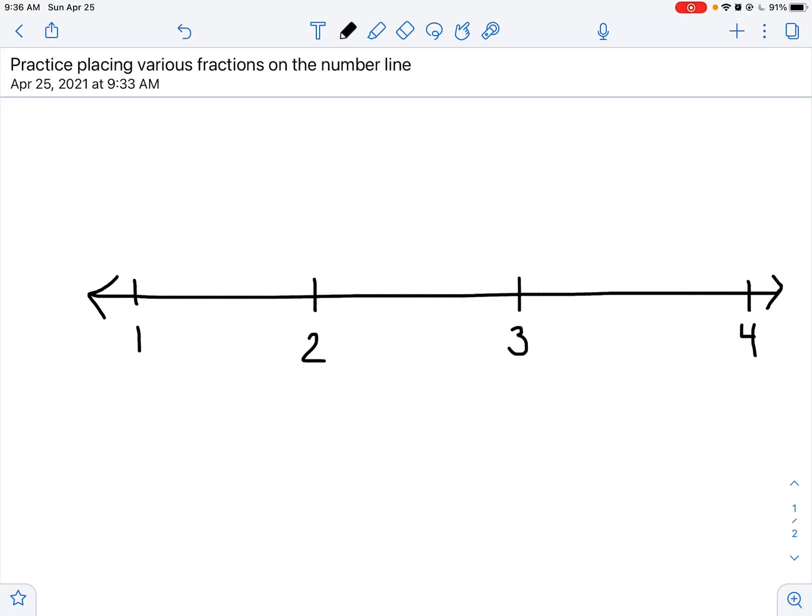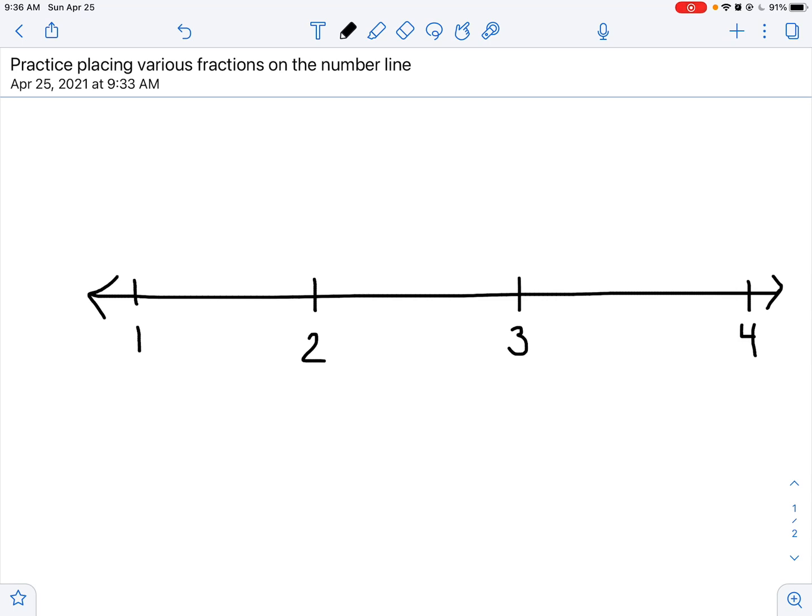Hello everybody! Today we're going to continue working with fractions and placing fractions on the number line. Last week we had a really tricky lesson where we were trying to place fractions on a number line when our endpoints were no longer 0 and 1. So we're just going to keep going with that and keep practicing this concept and this strategy.